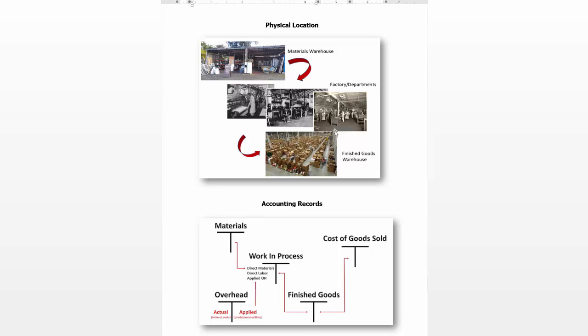Then the factory itself is going to be the work in process. So that's where we're going to bring the materials in. We're going to run it through the different sets of machines. And then when we get all done, we will move it from work in process to finished goods. So we'll have this all out in the warehouse so that when we sell it, we can ship it.